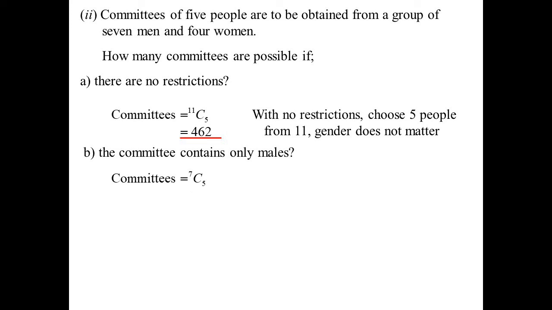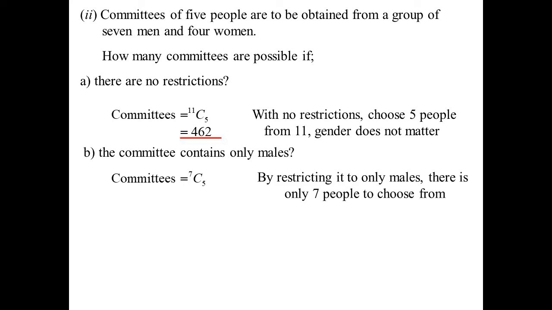Then it would become 7C5. And we cut out a lot of the possibilities. Now there's only 21 possible committees. We could add 462 different ones, but because of our ancient thinking, we only get 21.